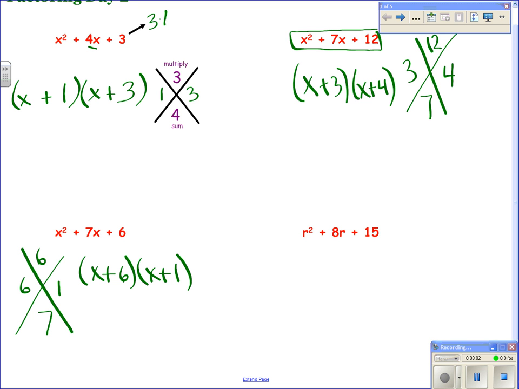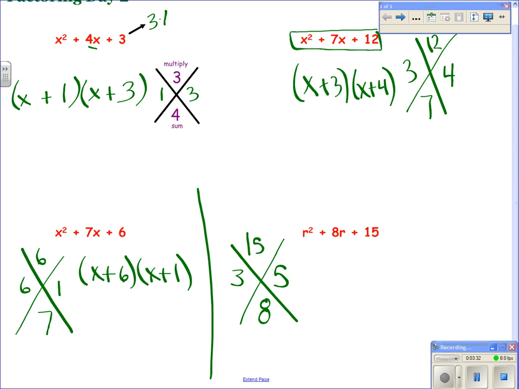Some of these you're able to do in your head without drawing this x. I want you to draw the x because it will help us in the next section. Those have an added step to them, so you're going to want to have that x very ingrained in your brain. So what number goes on top for this problem? What two numbers? 3 and 5. Multiply to be 15, add together to be 8. So we've got r plus 3, r plus 5.